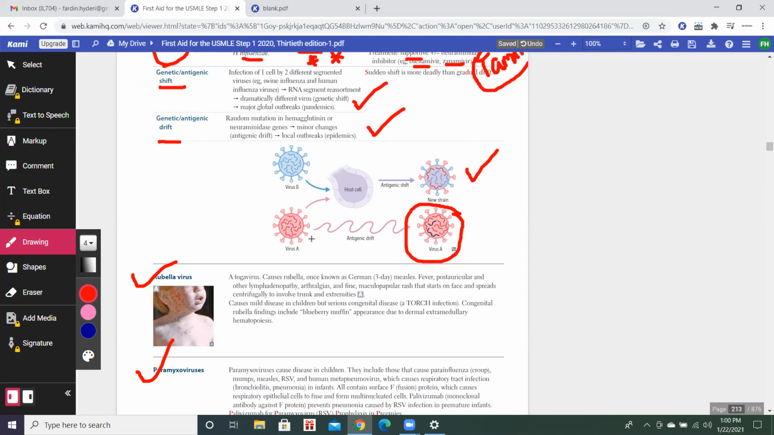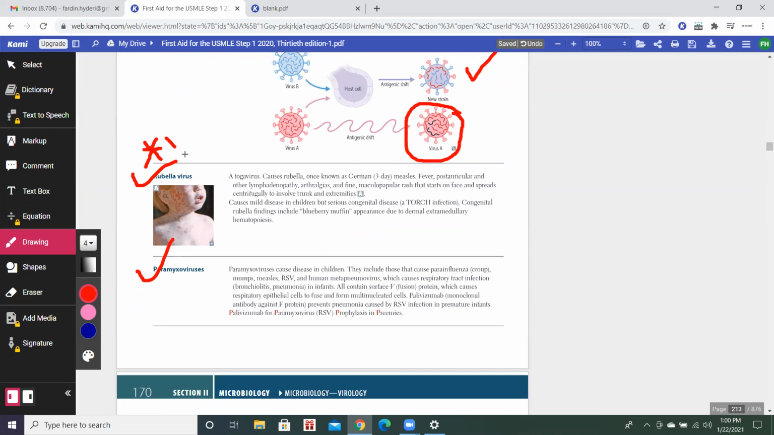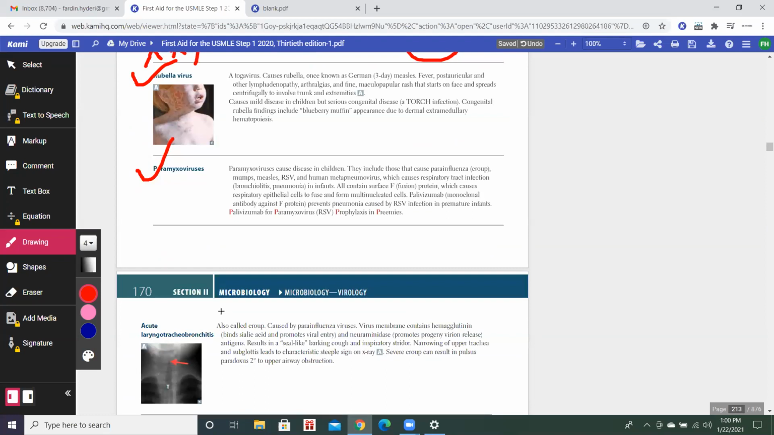Okay, how about we study rubella and paramyxovirus from the next class, Monday? These are comparatively very high yield, so I do not want to rush over them. Are we clear? Next week we will finish microbiology for sure, and we will start with, which one do you guys want to start? Pharma or pathology? Can we get some feedback? Both of them are extremely high yield.